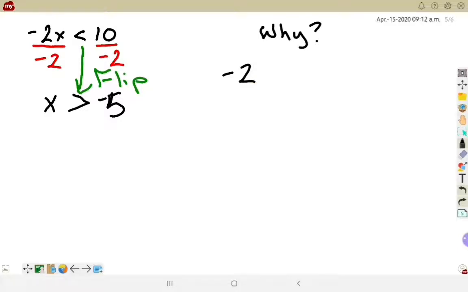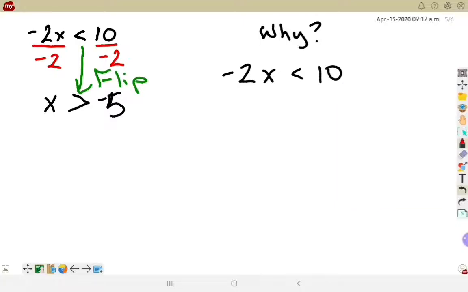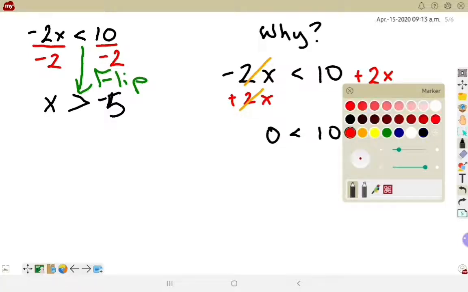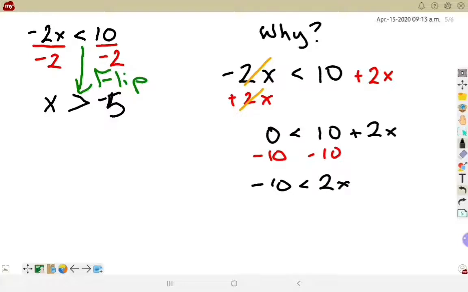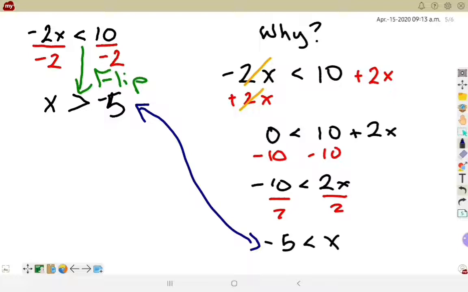I'm going to solve this a different way. What if, like when we were doing equations, I said that we could move a variable from one side to the other. So what if I got rid of this negative 2x by adding 2x on both sides? These guys here would cancel, and I'd be left with 0 is less than 10 plus 2x. Now I would subtract 10 from both sides, and that leaves me with negative 10 is less than 2x. Then I'm going to divide both sides by 2, and this gives me the inequality of negative 5 is less than x. And that's exactly what this says here. They say the same thing.